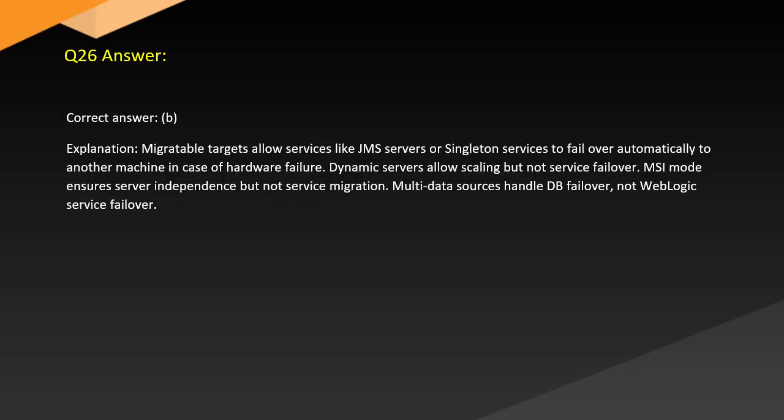Answer. Correct answer: B. Explanation. Migratable targets allow services like JMS servers or singleton services to fail over automatically to another machine in case of hardware failure. Dynamic servers allow scaling but not service failover. MI mode ensures server independence but not service migration. Multi-data sources handle DB failover, not WebLogic service failover.